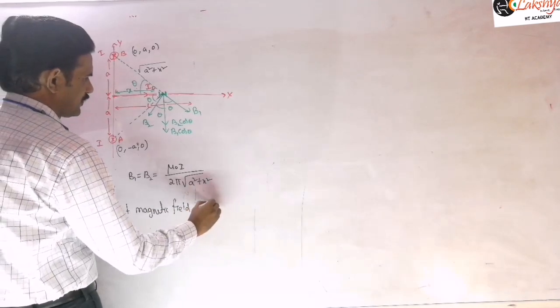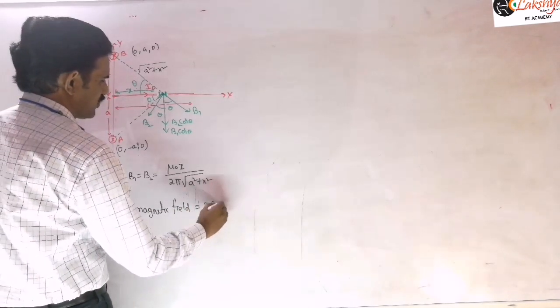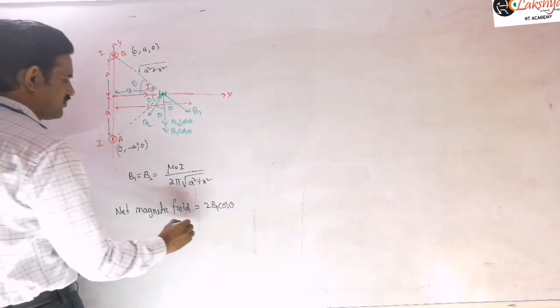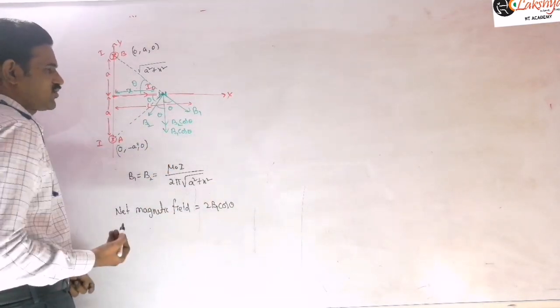The net magnetic field will be 2B1 cos theta. That means B1 cos theta plus B2 cos theta, that is 2B1 cos theta. Let us substitute that cos theta value later.